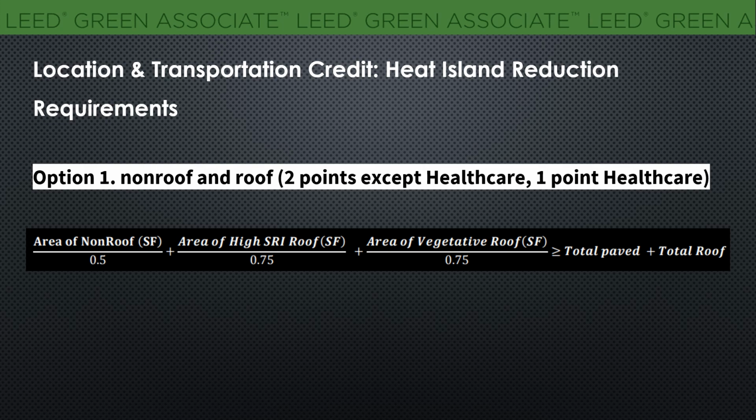Option 1 is for non-roof and roof. It can get 2 points, except healthcare, and 1 point for healthcare. Area of non-roof multiplied by 0.5, plus area of high SRI roof divided by 0.75, plus area of vegetative roof divided by 0.75, should be greater than or equal to total paved area plus total roof area.